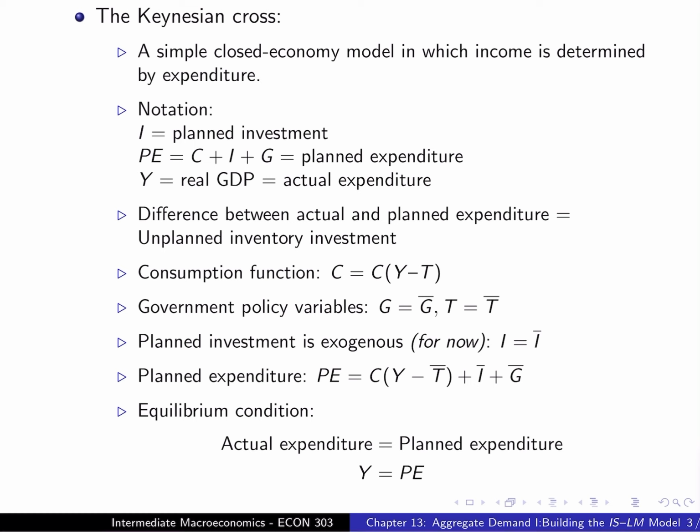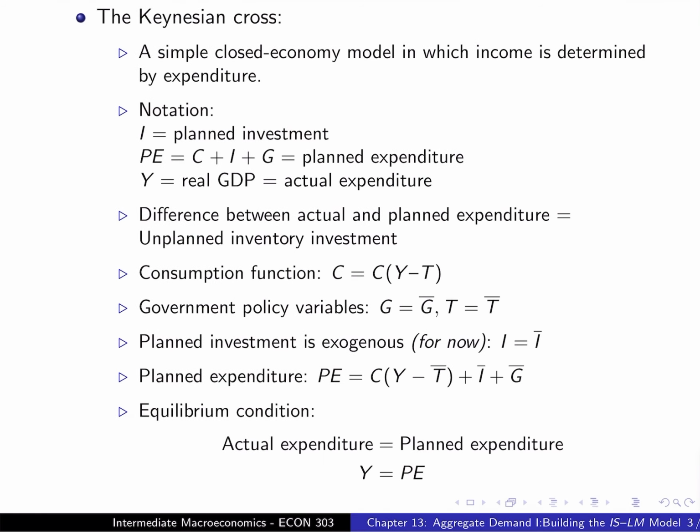I is planned investment. PE equals C plus I plus G is planned expenditure. Y is real GDP or actual output, also called actual expenditure. If firms produce more than people plan to spend, inventories build up. If they produce less, inventories run down. This difference is called unplanned inventory investment, equals Y minus PE. That means firms adjust output in response to these changes.